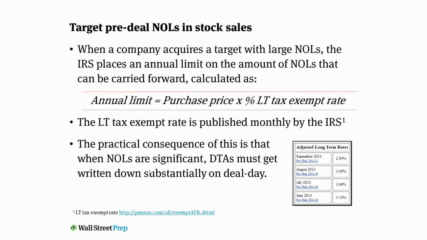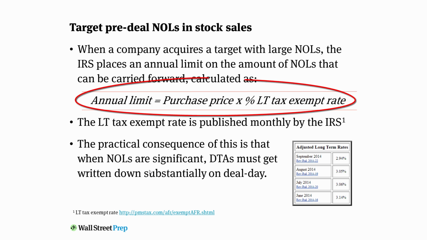And that limit is specifically defined, on an annual basis, as whatever the purchase price is, times what's called the long-term tax exempt rate. Now, currently, the long-term tax exempt rate is around 3%. It's something that's published monthly by the IRS.